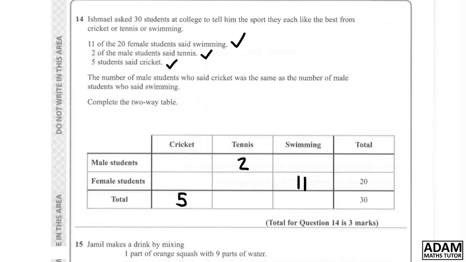Fill in the other parts of the table which we can. So 30 take away 20 would be 10. We're not able to fill in any other parts of the table at the moment. Moving on to the next part, the number of male students who said cricket was the same as the number of male students who said swimming. That means that these 2 boxes here have the same number in them.